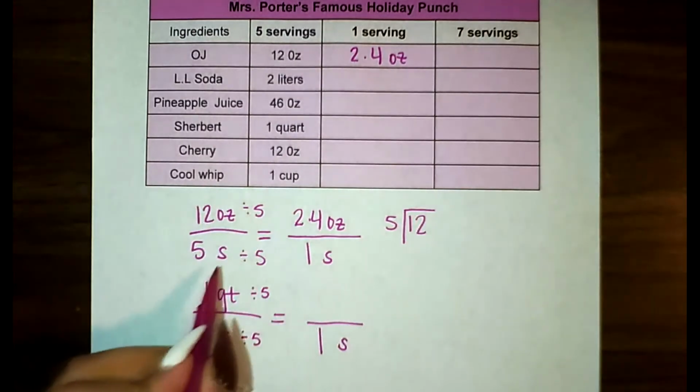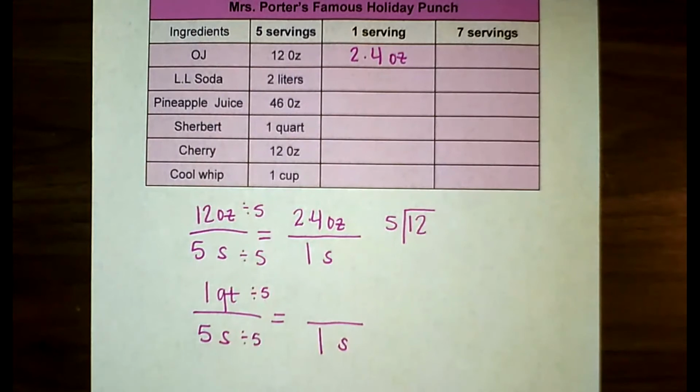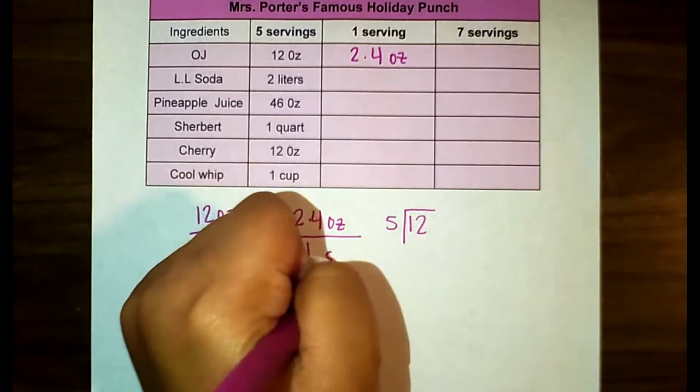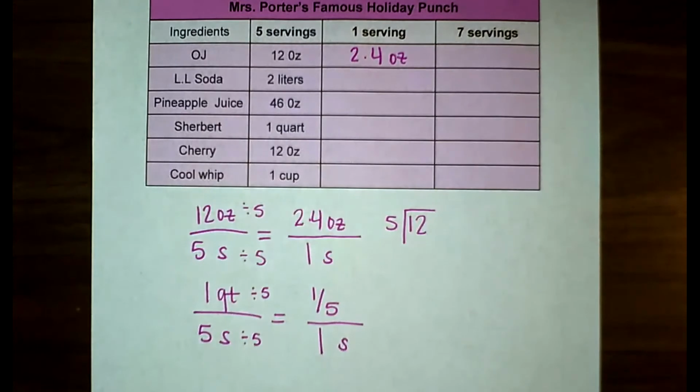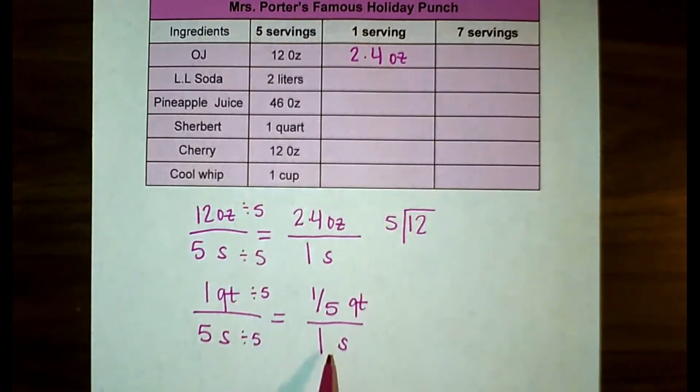If I have 1 divided by 5, again, 1 quart, not 5 divided by 1, 1 broken up into 5 pieces, I have 1/5. 1/5 of a quart is needed for 1 serving.